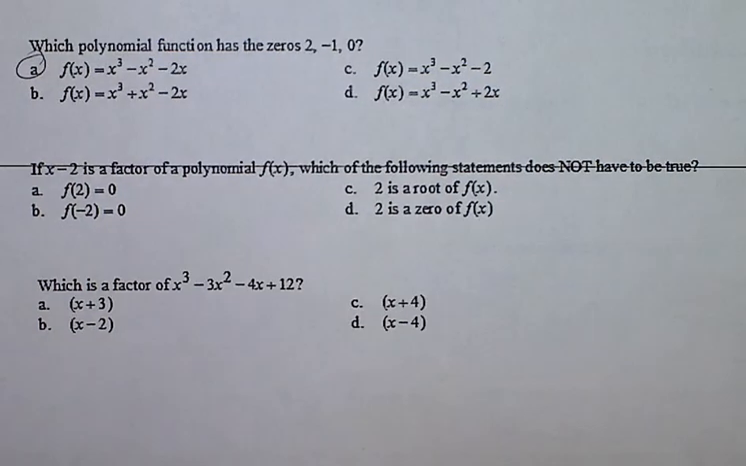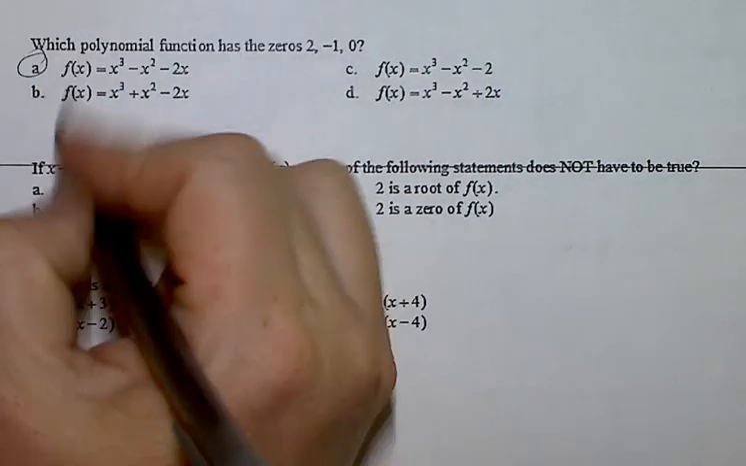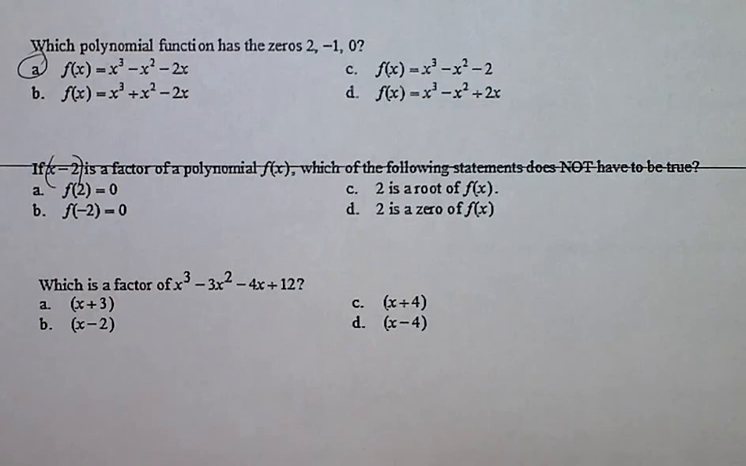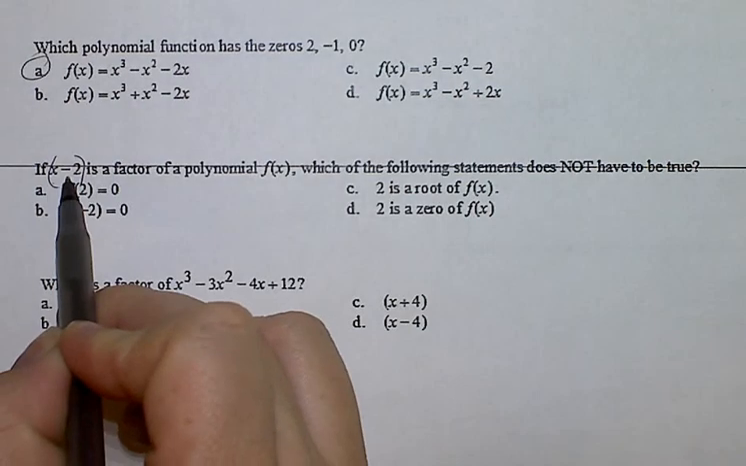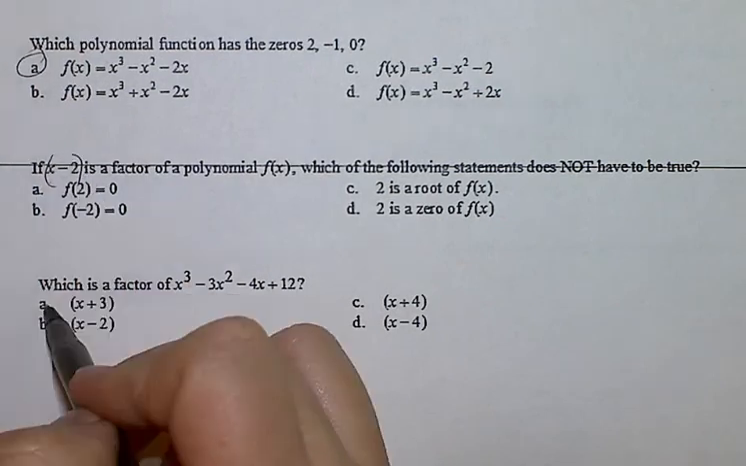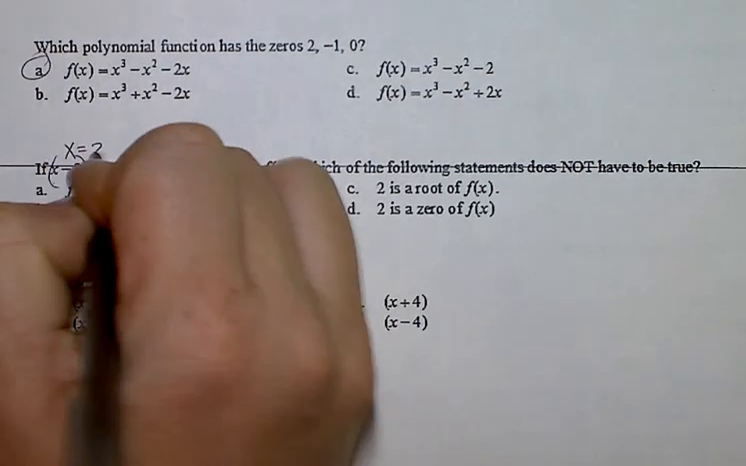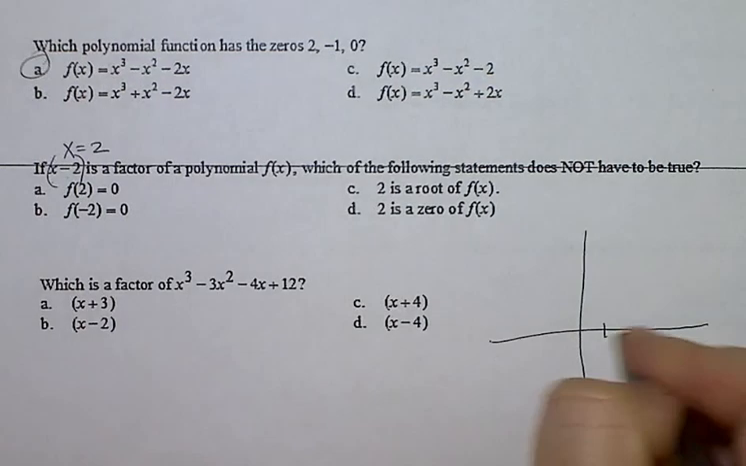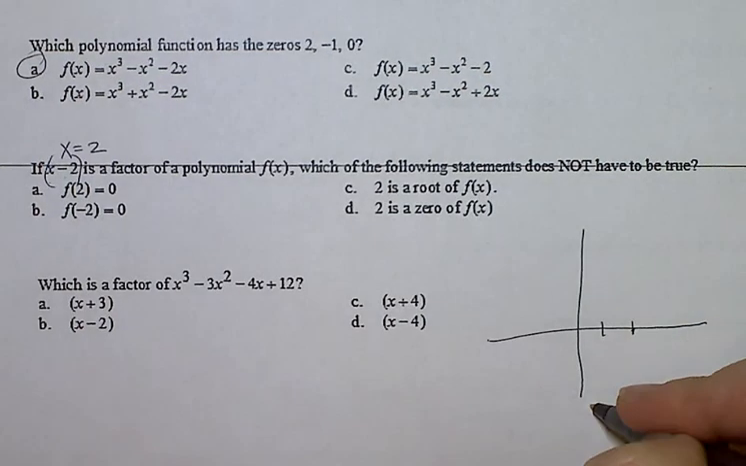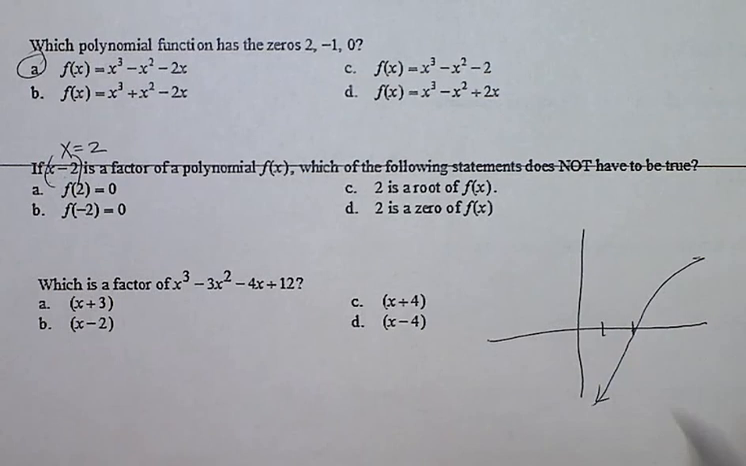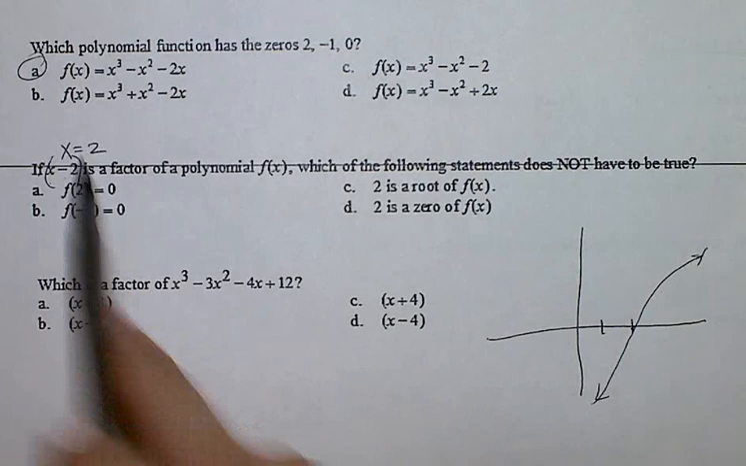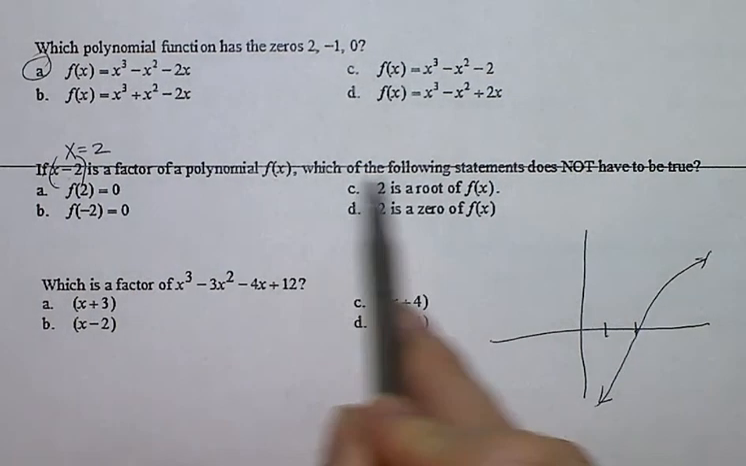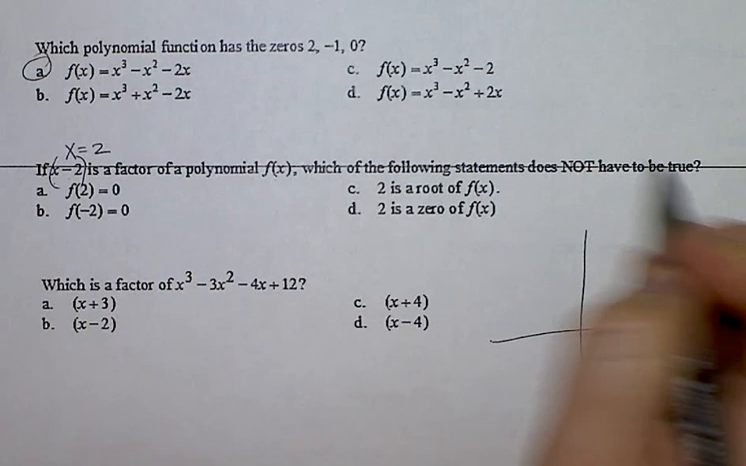Okay, next problem. This is one that's going to make you think. It says, if this expression is a factor of a polynomial. By the way, if this is a factor, then what is the x-intercept that belongs to this factor? X equals 2. And just so you know, that means if I went to +2, this graph would cut through the x-axis at +2. So, if x equals 2 is an x-intercept to this function, which of the following statements does not have to be true? So which one of these is not true?